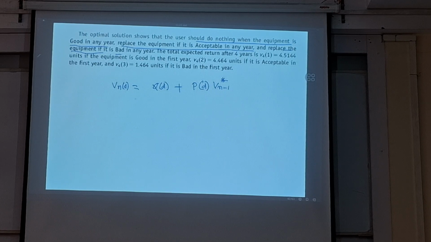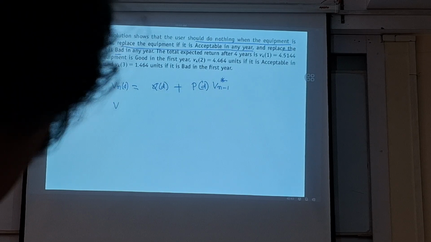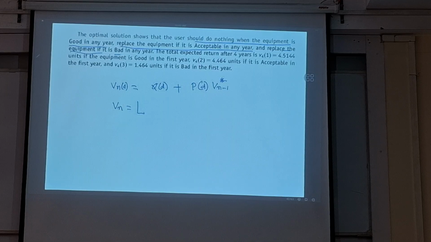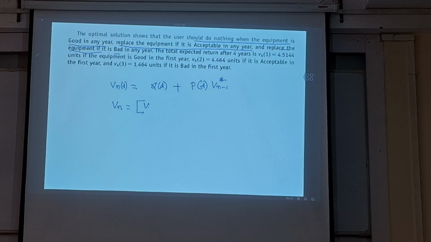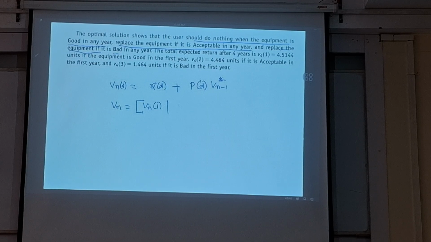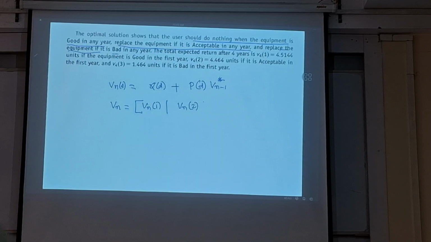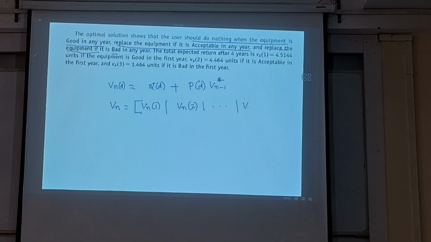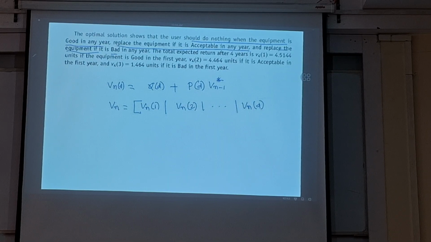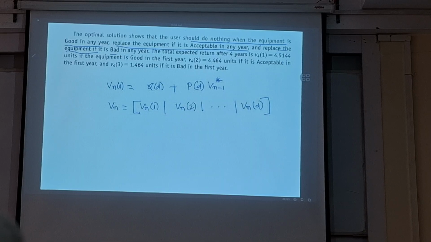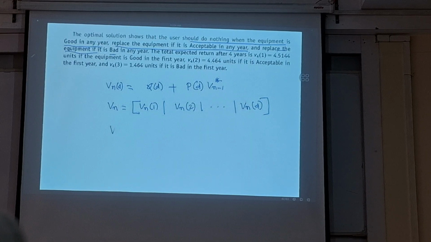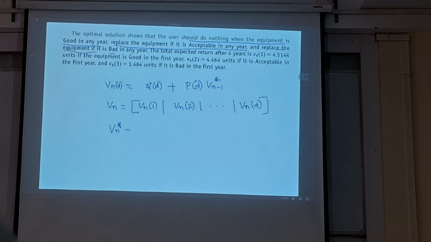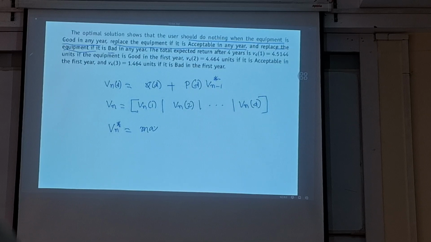This gives you the first column. How can we create the matrix Pn? That R operation like this, Pn1, Pn2, Pn2. So you can make a matrix. Once you have a matrix, then you can calculate the optimum value by using max.